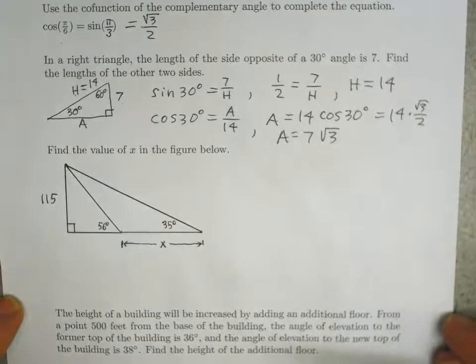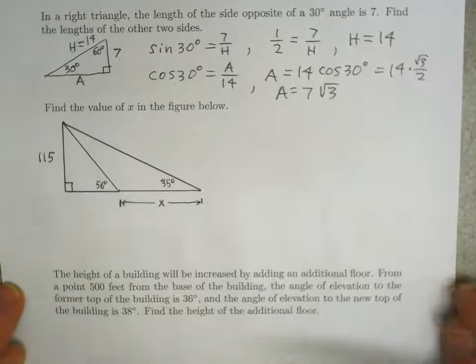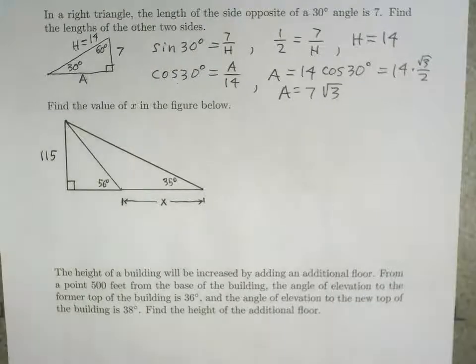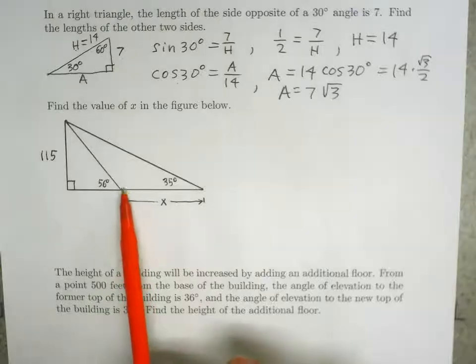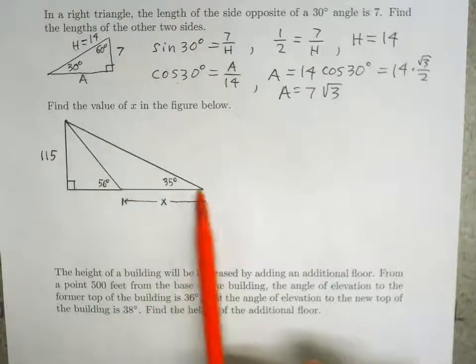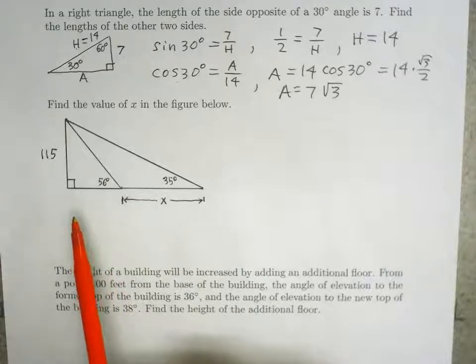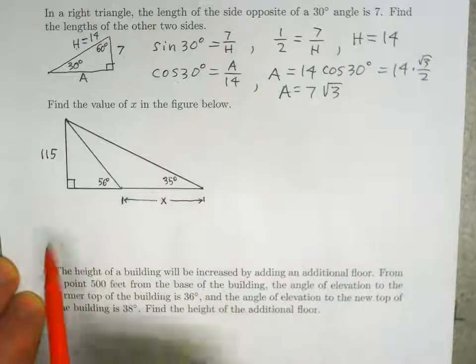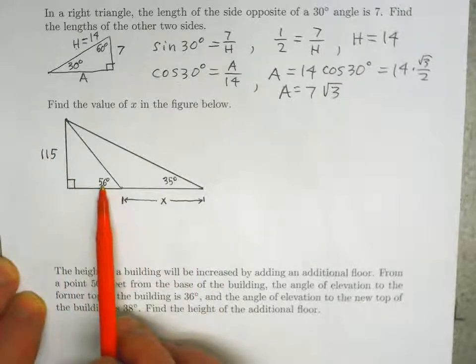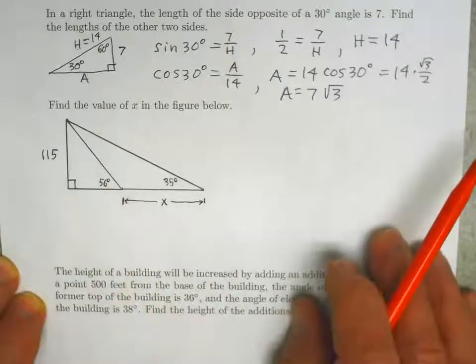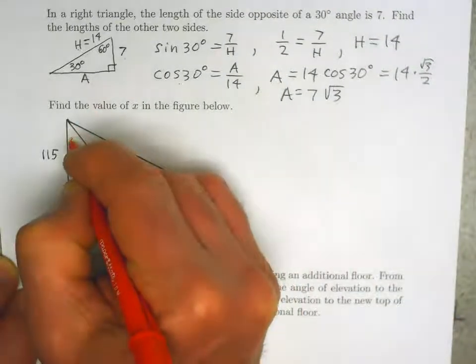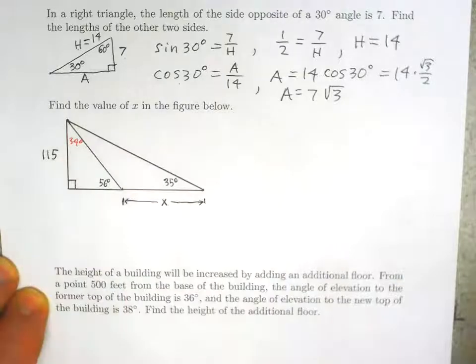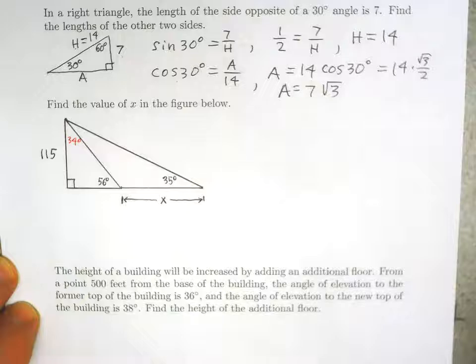Okay, the next problem, this one's a little more challenging than what we've done, but not too bad. We want to find the value of x, which is just the length of this part right here. So we can use right triangles. We have two right triangles to work with. The smaller right triangle, since this angle is 56 degrees, this angle has to be 34 degrees because they have to add up to 90.